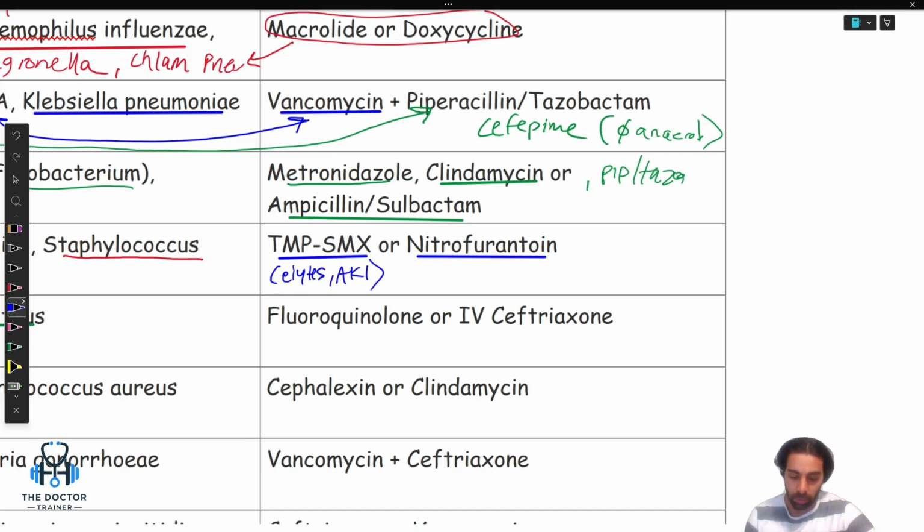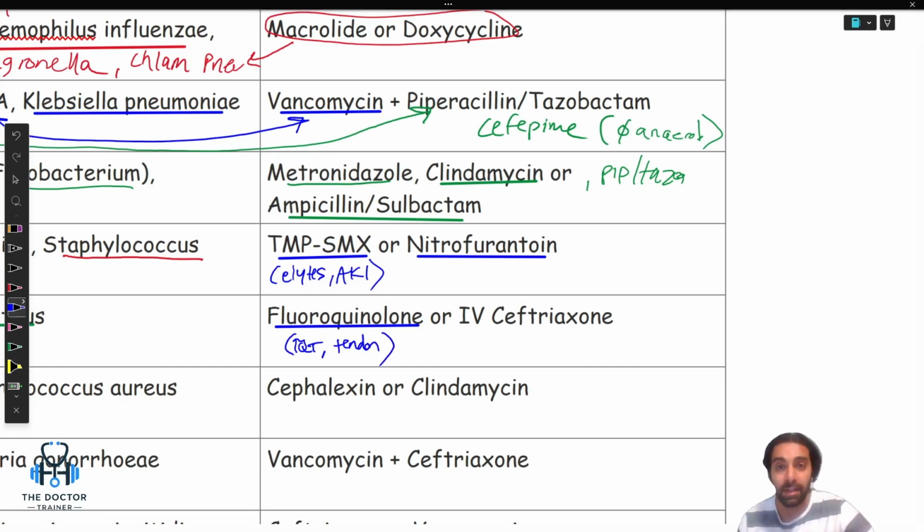We don't use fluoroquinolones as much anymore just because of their high incidence of resistance in certain areas. And if you're going to use it, just be mindful that it can do QT prolongation and it can mess around with your tendons. So I've seen people have tendon ruptures from something like Levaquin or levofloxacin, ciprofloxacin, something like that.